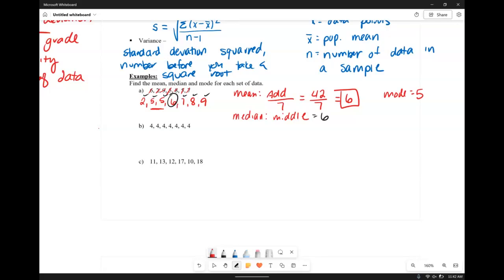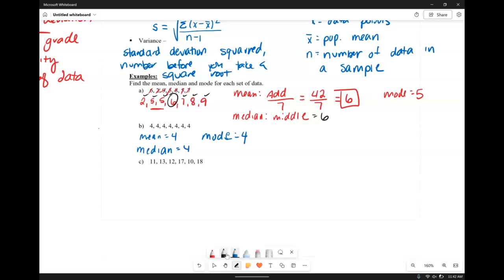All right, our next set of data is all the same. So what that means is that the average number, the mean, is 4. The median, the number in the middle, is 4, and the mode is also 4. Easy peasy.